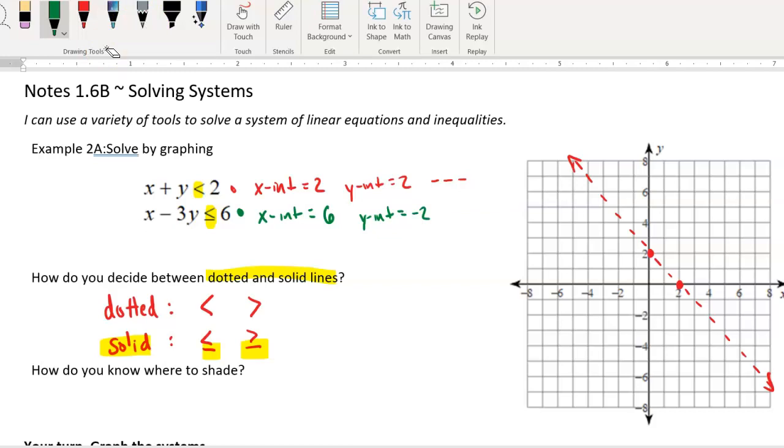Okay, so let's go graph this one. Well, actually, before we graph this one, let's look to see what kind of line it is. It's a solid line because it's less than or equal to. So when I go to connect these, I'm going to connect them with a solid line. So start with an x-intercept of 6 and a y-intercept of negative 2.